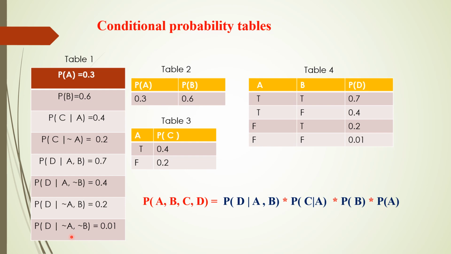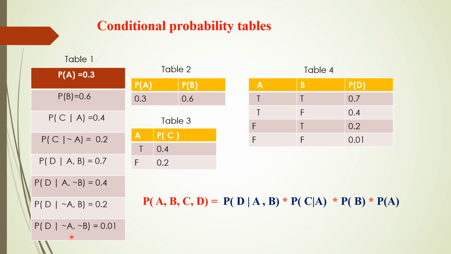Now we separate all the values into different tables: table 1, table 2, table 3, and table 4. In table 2, probability of A is 0.3, probability of B is 0.6. If you see table 3, we compute the probability of node C. If A is true, the value is 0.4, and if A is false, the value is 0.2. And if you see table 4, we compute the probability of node D.